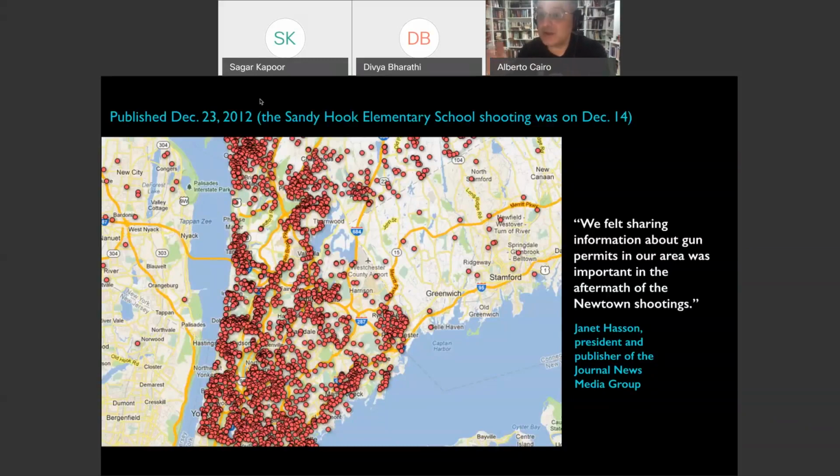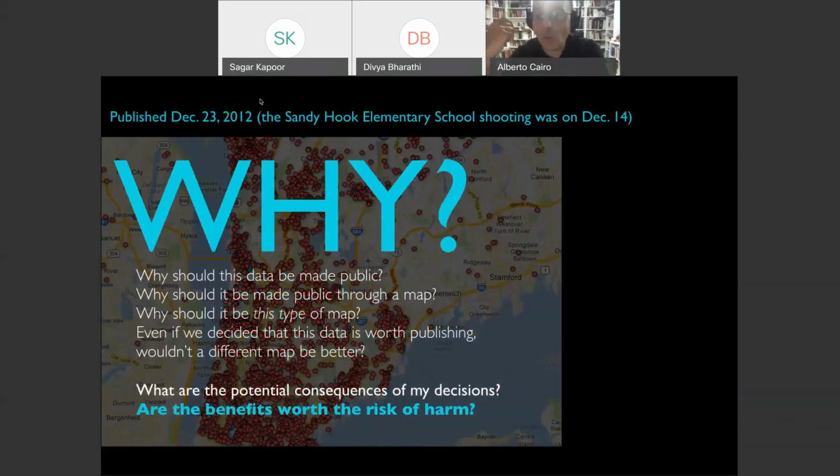Why? And the why question is super important. Why should this data be made public? And more importantly, if we decide that we need to make it public, why should it be made public in this particular way? Aren't there other ways in which we can depict the density of gun owners in a certain area without pinpointing every single gun owner on a map and potentially putting a sort of target on these people? Isn't there a way in which we can obtain the benefits of providing this information without harming the people who are being depicted in this information?